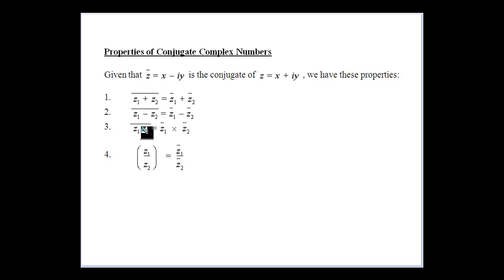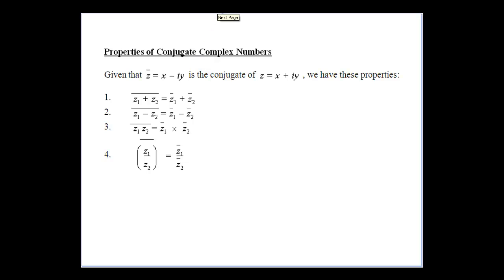Multiplication of two numbers and then taking their conjugate is the same as multiplying and having the separate conjugates. And then the same with division. Divide two complex numbers and take their conjugate. It's the same as the division of the first conjugate by the second.